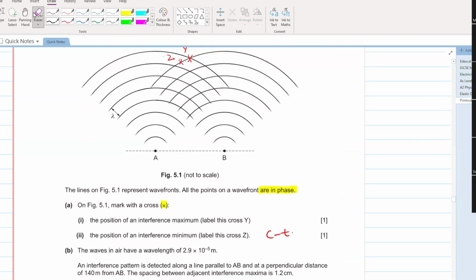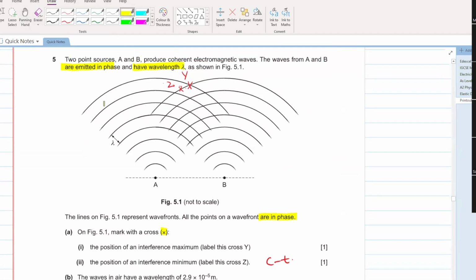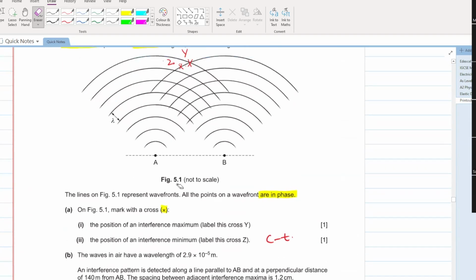Beta, please remember that these solid lines are crests of a wave. In between these crests, you will have troughs, which I am drawing with red dotted lines. These red dotted lines are known as troughs. When a crest and a trough combine, you have an intensity minimum. When a crest and a crest combine, you have an intensity maximum. I hope this is clear to all of you.